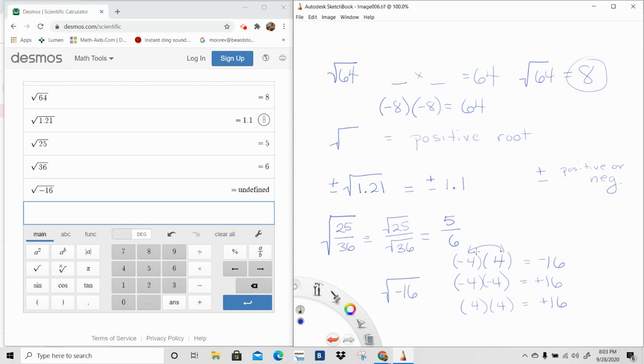So we can't say that -16 has a square root. It doesn't. It's what's called undefined. The other way you can write this is no solution.